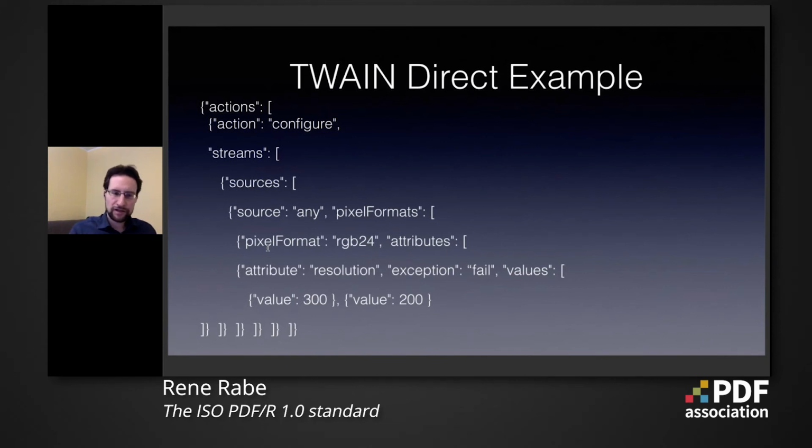And only, as I said, emphasis is on success. Only if your application requires for some reason that the user gets specifically 300 dpi, or it needs to be scanned duplex, then you can supply additional attributes for exceptions, as shown here, exception fail if any of those values couldn't be configured.